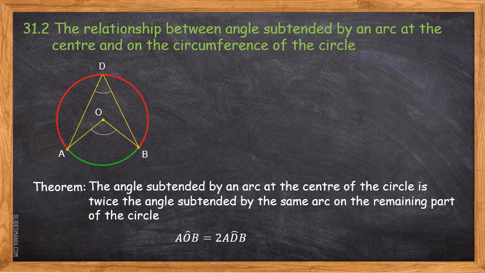We can write it this way: AOB is twice ADB. You have to remember this theorem. You have to write this as the reason whenever you are using this theorem. Therefore, remember the angle subtended by an arc at the center of the circle is twice the angle subtended by the same arc on the remaining part of the circle. Now, let's use this to do some calculations, to find angles. Then we will look at the proof.